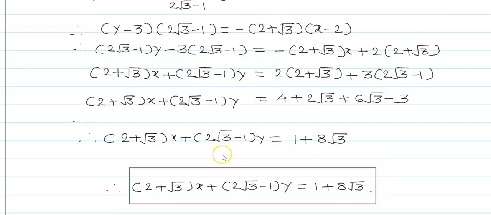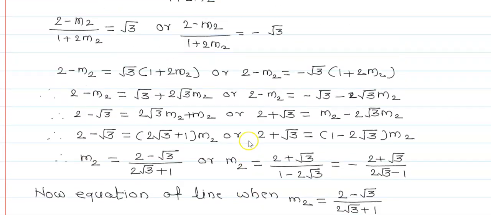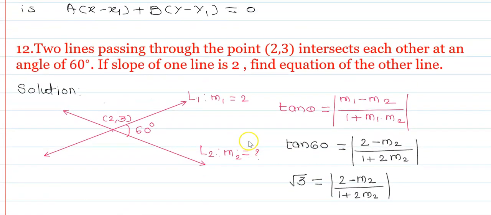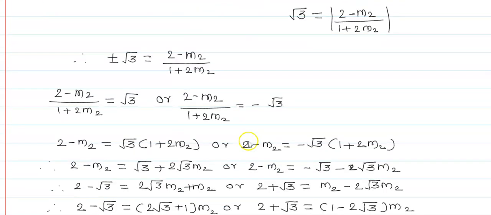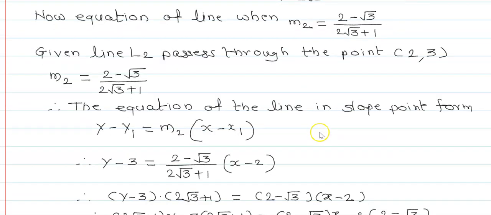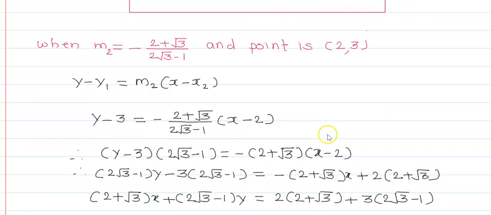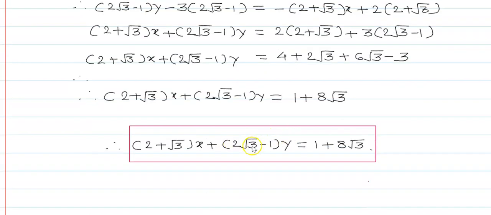Second one. And in this way, this is a big question. You can see this. Take plus or minus. Once you take plus and another is minus 1. Next when m2 is 2 minus root 3 upon 2 root 3 plus 1, then simplify. You will get the first equation of the line L2. Next, if we take m2 is equal to minus 2 plus root 3 upon 2 root 3 minus 1, and the point is 2, 3, then simplify this. Okay, you will get the answer.